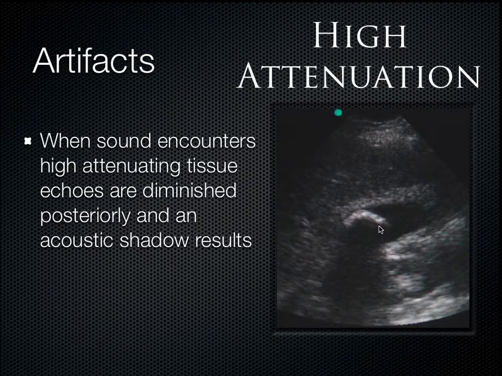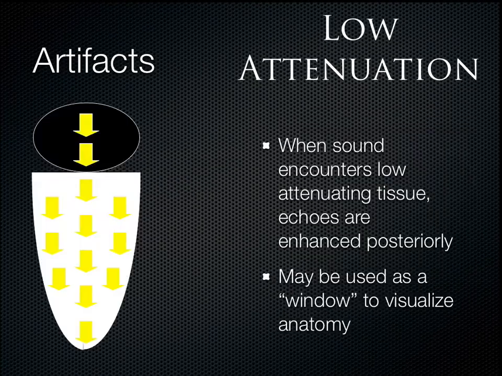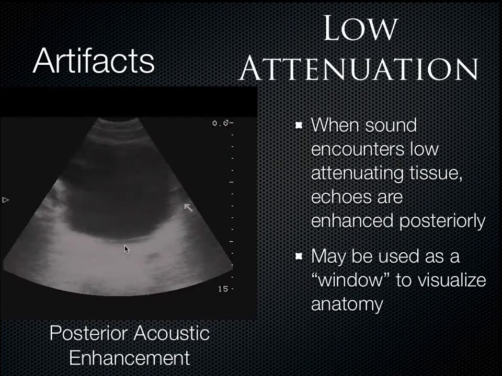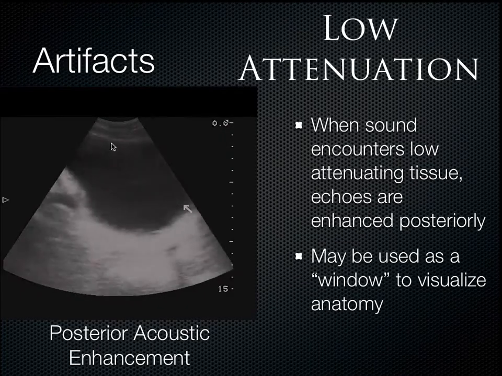So it looks like a little semi-circular thing here, but it's actually round. We just don't see the rest of it because it's being attenuated and a shadow is persisting. Now, a low attenuating artifact is what sound loves to travel through. So sound travels through the bladder, speeds up, and everything behind the bladder becomes hyperechoic. We could see that here. Here's the low attenuating effect of the bladder.